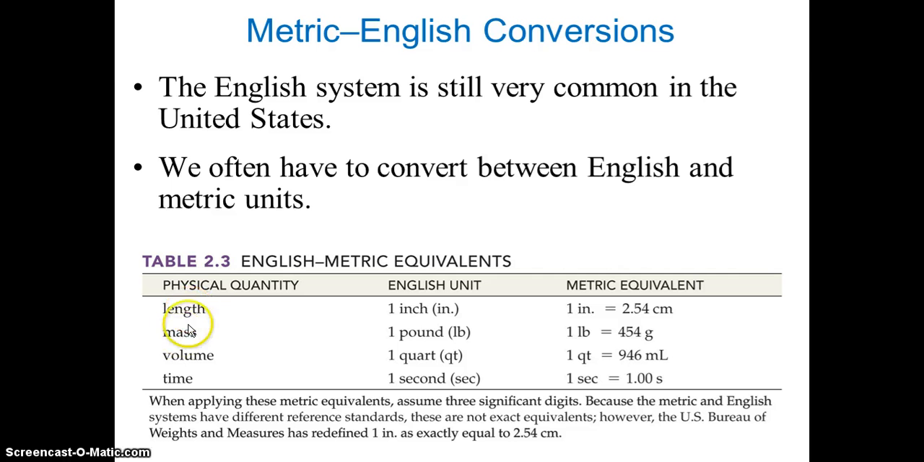You can see length: the English unit is 1 inch, and the conversion is 1 inch equals 2.54 centimeters. Mass: 1 pound, and we know 1 pound equals 454 grams. Volume: 1 quart, and 1 quart equals 946 milliliters. Time: second.